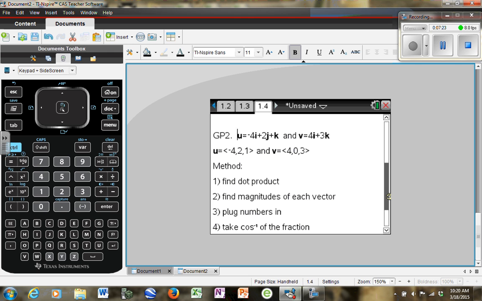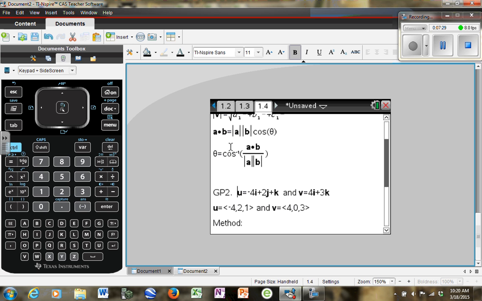So why don't you go ahead and pause and try that guided practice right there using this formula right here. Find the dot product, find the magnitudes, and then hit unpause when you're all done, and I'll show you what the answer is.